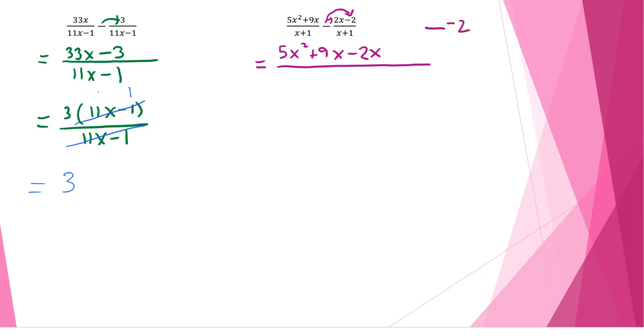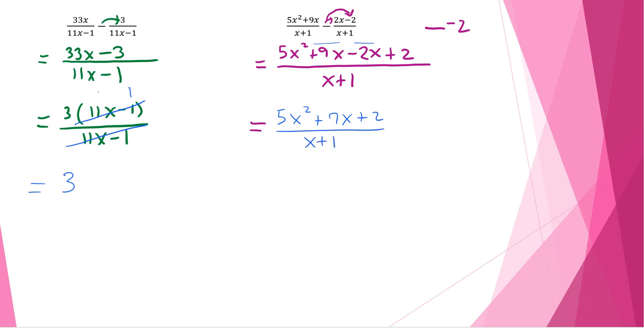Remember how that works. That actually gets changed to addition. Remember when we minus a negative, we add the opposite instead. So that's why subtracting a negative 2 turns into adding 2. And then the common denominator is x plus 1. Now what I notice in the top here is that I have some like terms, these x terms. So I'm going to gather them together. 5x squared plus 7x plus 2 is what I get in the top, and then all over x plus 1.